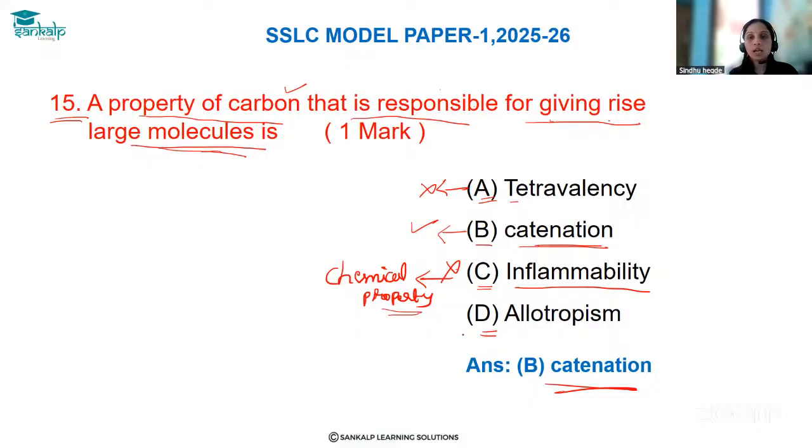So this is wrong. And the fourth, option D, is also wrong. Why? Because allotropism tells about the existence of an element in different forms. Allotropism is the existence of an element in more than one physical form. So it does not give the large molecule chain. So catenation is the correct answer. Thank you.